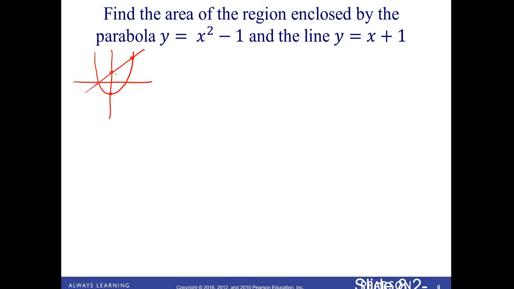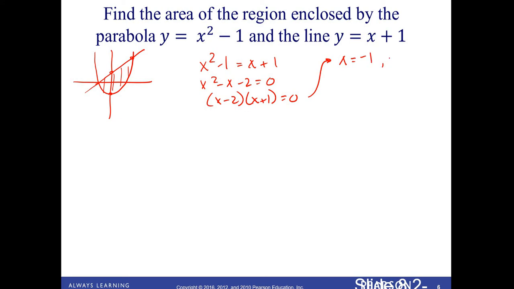We need to know where these two functions intersect in order to find our integration. So x squared minus 1 equals x plus 1. Setting them equal to each other, I have x squared minus x minus 2 equals 0. That factors. Find my zeros, and I know that at negative 1 and 2, I have points of intersection. So negative 1 comma 0 is a point on both of these lines, and 2 comma 3 is a point.